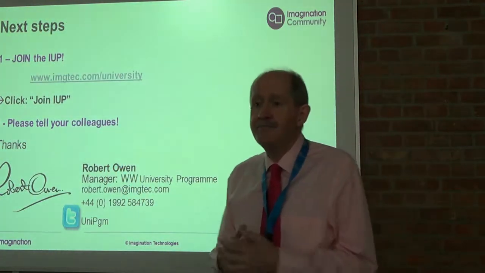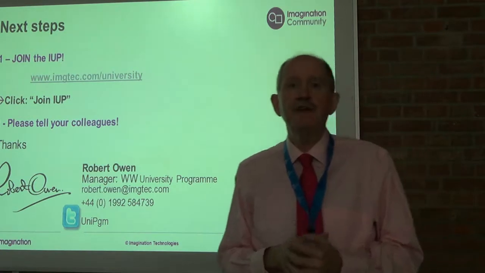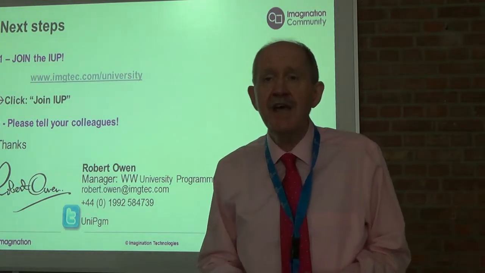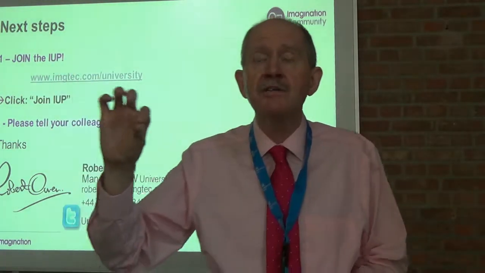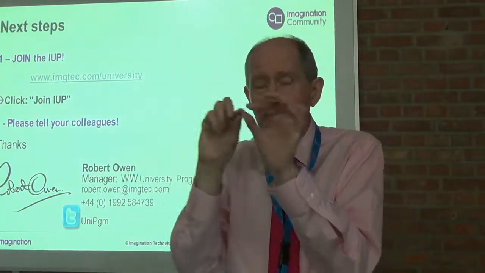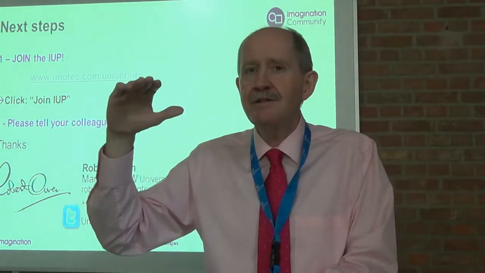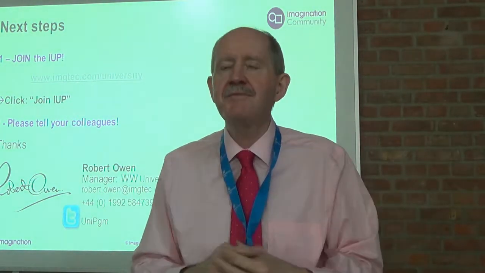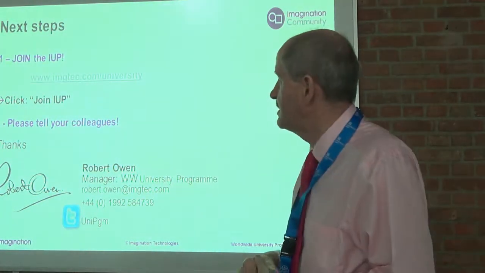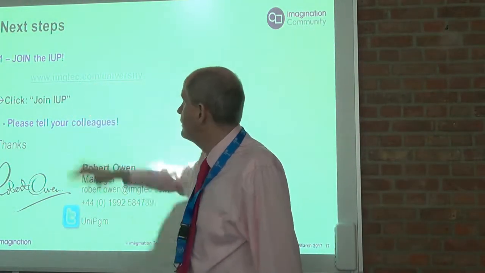So, final slide. Key thing is, make sure you're registered for the university program. If you go to imgtech.com/university and click the button Join IUP, it will take you through the sequence. Don't forget to tick the little box, because it brings up a brief registration, and on the bottom it says, do you want to join the university program? And you tick that box, and then, to be honest with you, about another 7 or 8 fields open up. It's a bit tedious at first, but once you're registered, it then means you're able to request any of these materials. So please, make sure that you've joined the programme.